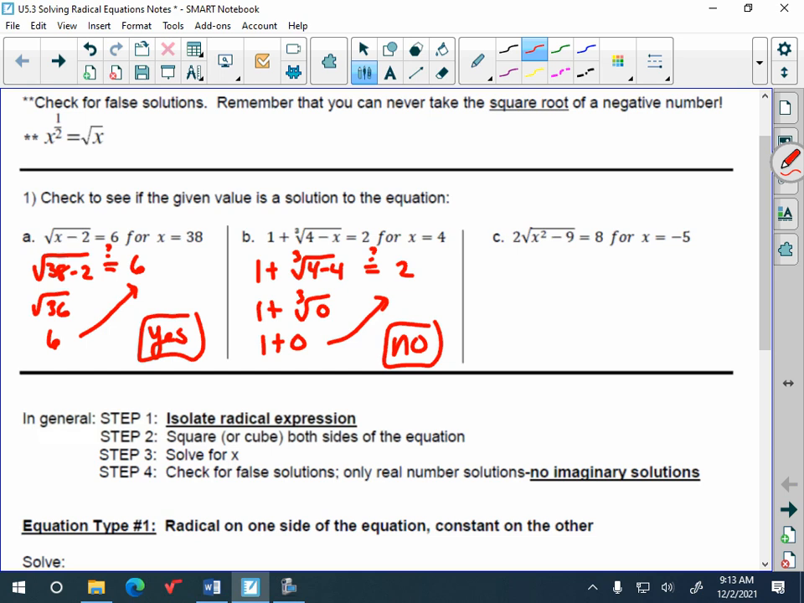All right, and then C, same thing. We're checking to see, does x equal -5? So 2 times the square root of -5 squared minus 9, does that equal 8? All right, so -5 squared is 25 minus 9. 25 minus 9 is 16. The square root of 16 is 4. 2 times 4 is 8. Yes, it is.